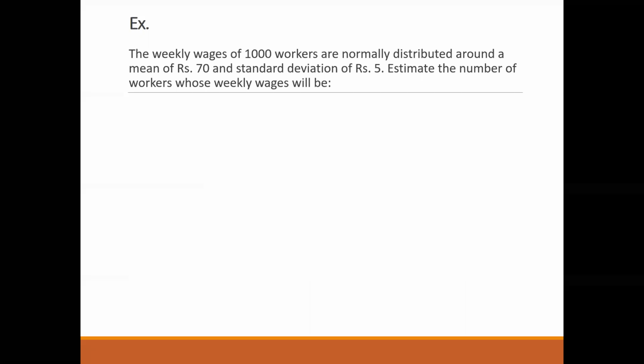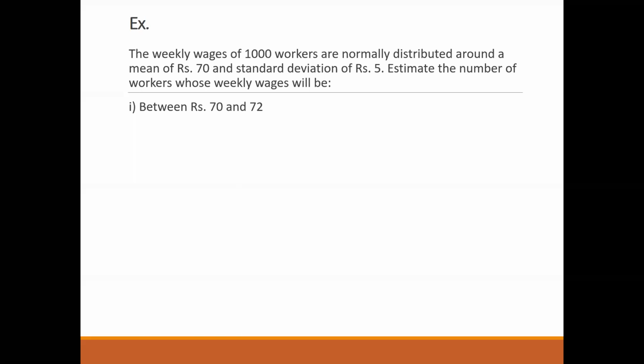We have one example where the weekly wages of 1,000 workers are normally distributed around a mean. So mean M is given as 70 rupees and standard deviation as 5 rupees. So your sigma is equal to 5, M is equal to 70. Now estimate the number of workers whose weekly wages will be... So there are some questions given to us. I want you to solve the first one. That is the value between x1, which is given as 70, and x2, which is given as 72.